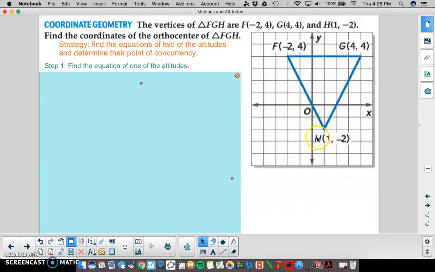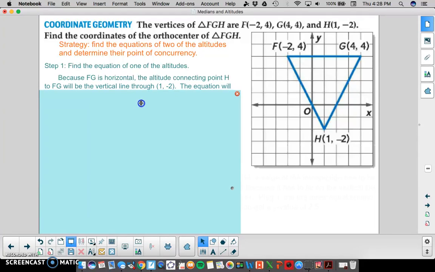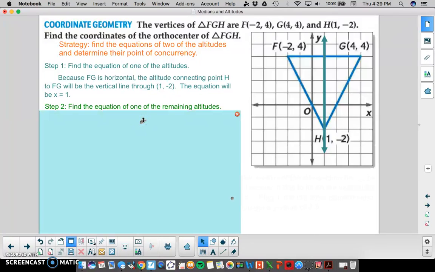Well, I know because FG is horizontal, the altitude connecting point H to FG will be the vertical line through H. So therefore the equation will be x equals 1. So this vertical line is the altitude connecting H to side FG. And now step 2, I want to find the equation of one of the remaining altitudes. I've chosen to find the one from F to GH.